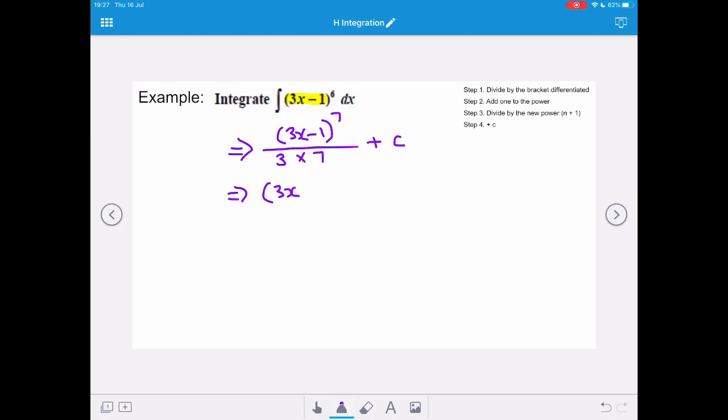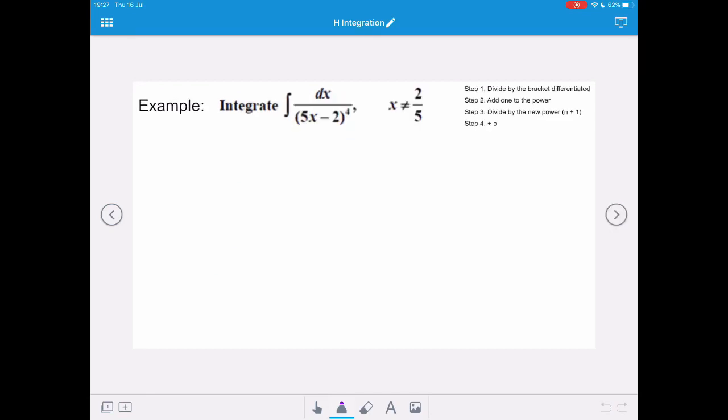We then need to simplify that to (3x minus 1)^7 over 21 plus c, which is our indefinite integral, or we can write it as 1 over 21 multiplied by (3x minus 1)^7 plus c as an alternative answer.